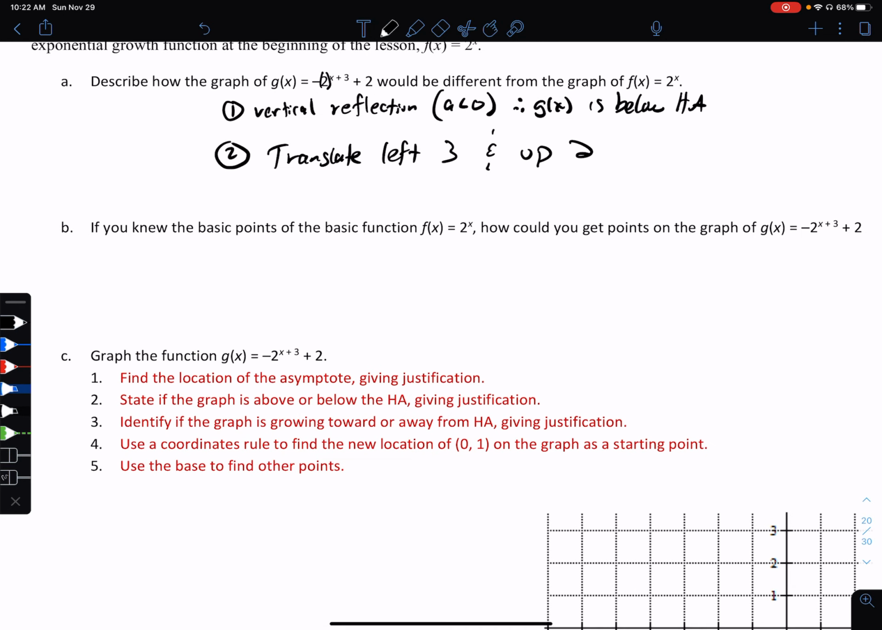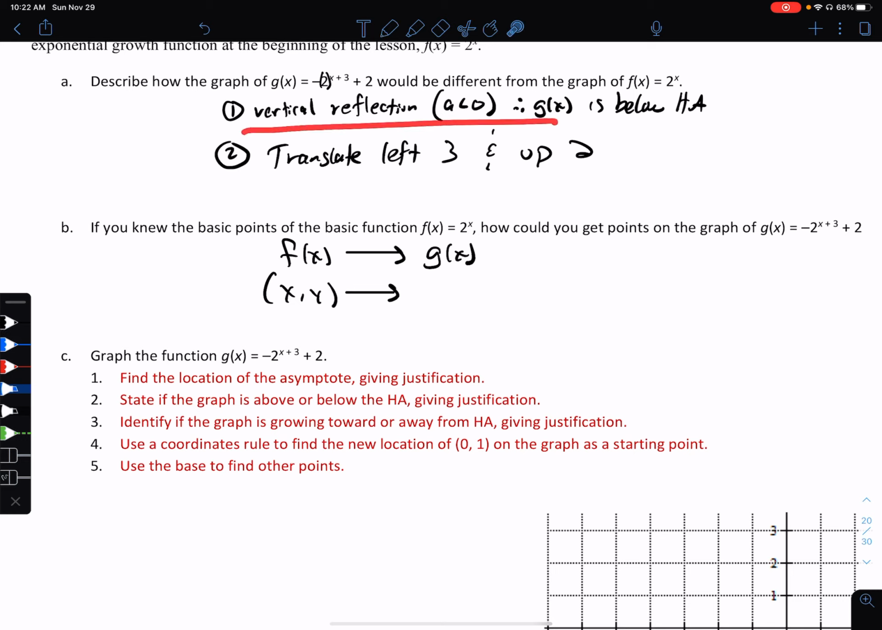If you knew the basic points of the basic function f of x equals 2 to the x, how could you get points for the new graph? This is asking for the coordinate rule. So let's say that f of x is the original function, which it is, and let's say that we want to transform this to get to g of x, our new function right up here. We're going to take the original ordered pairs, and using what we've just set up here, vertically, we are going to reflect, so we're multiplying by a negative, and then we're going to translate it up 2.